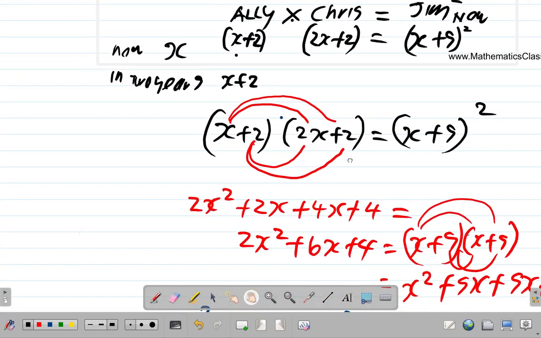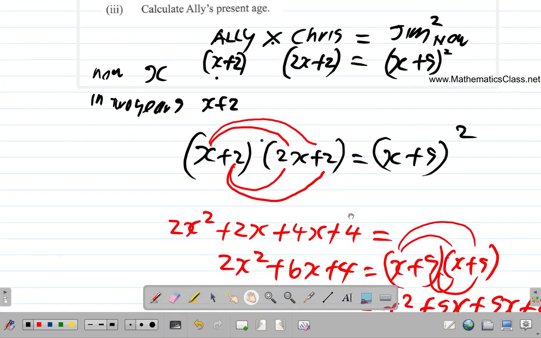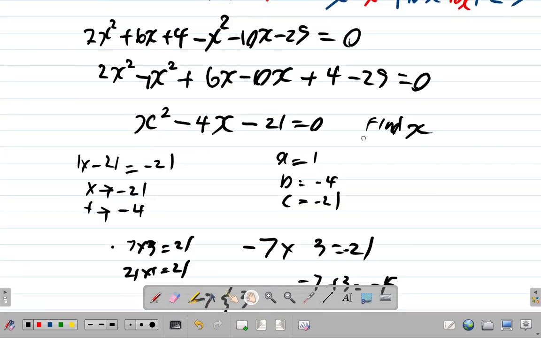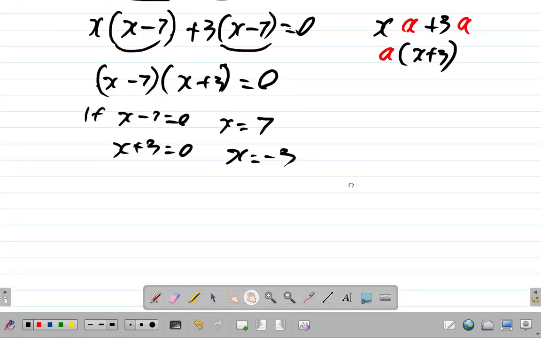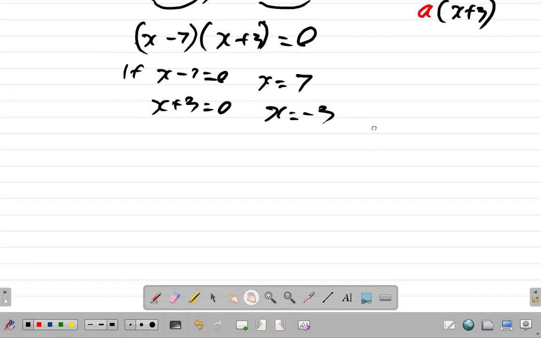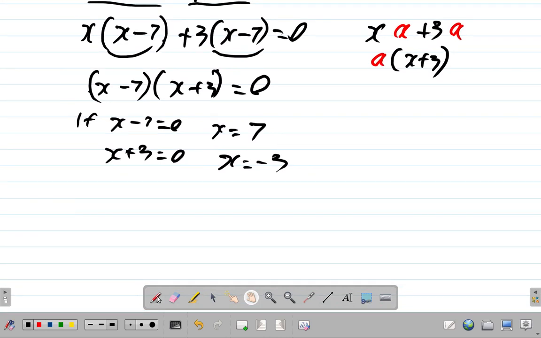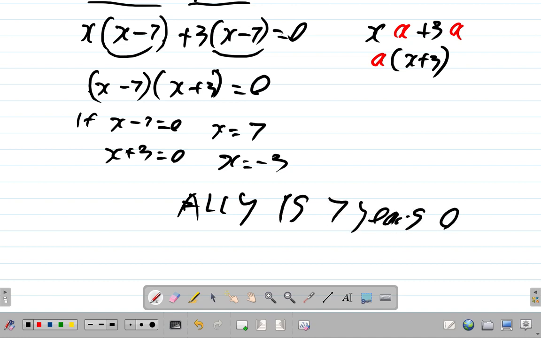x is Ali's age, and they say calculate Ali's present age. That means to find x. Now, it can't be 3, it must be 7. So you say Ali is 7 years old. You see?